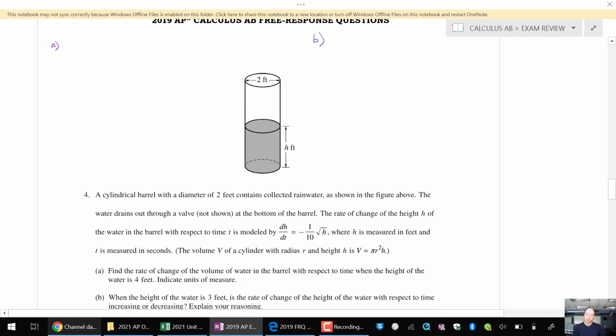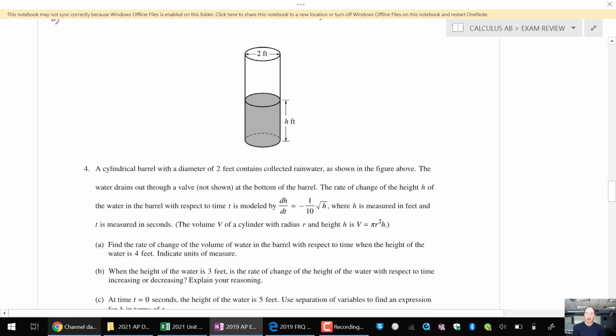And they also give us the dH/dt definition, how the height of the water level is changing: -1/10 times root h, where h is measured in feet, time is in seconds. And notice they also give you the volume of a cylinder with radius r, so V equals pi r squared h. Now, letter A says to find the rate of change of the volume of the water in the barrel with respect to time. So I'm looking for dV/dt, and I can find that by taking the derivative of my volume formula.